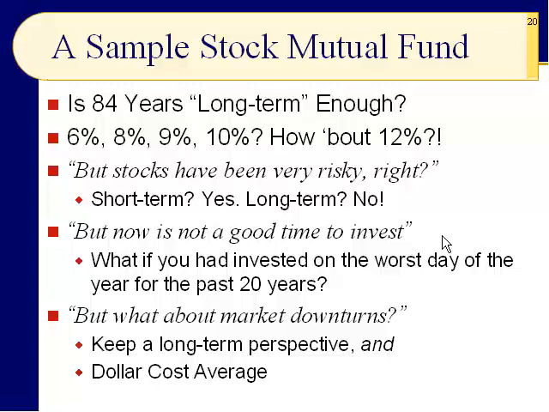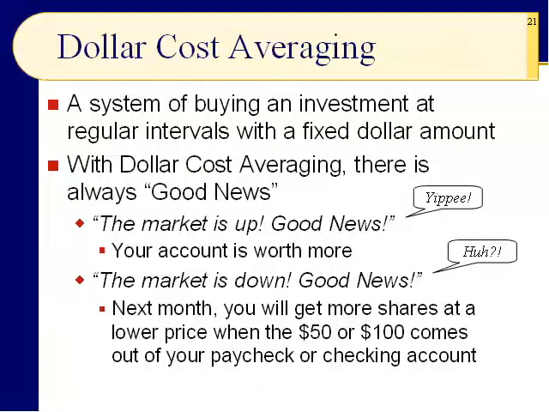Now, you didn't do as well if you had picked the best day, but remember, you're not going to pick the best day. You're not going to pick the worst day. You're going to be putting money in every month or so. And that's how you deal with the market downturns. You keep a long-term perspective and you dollar cost average. That bad phrase, I can't come up with, if you can come up with a better one, please tell me. But the dollar cost averaging on slide 21 is a system of buying an investment at regular intervals with a fixed dollar amount. You see, with dollar cost averaging, there is always good news.